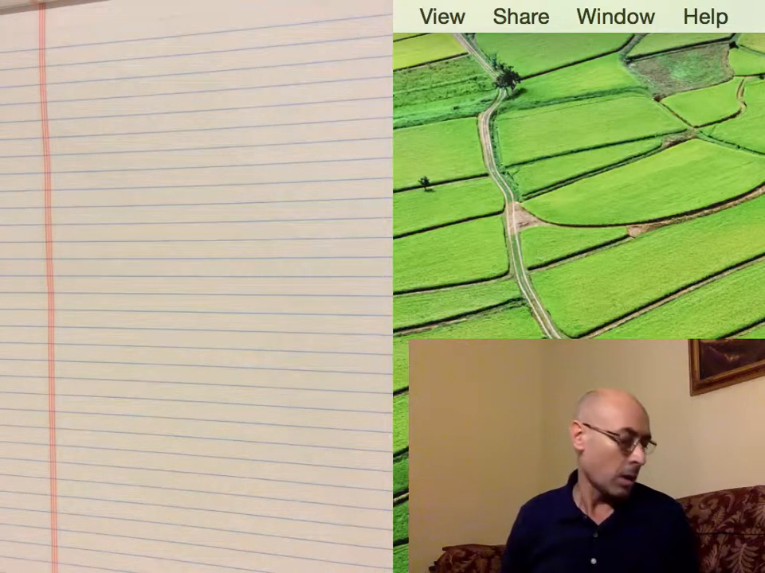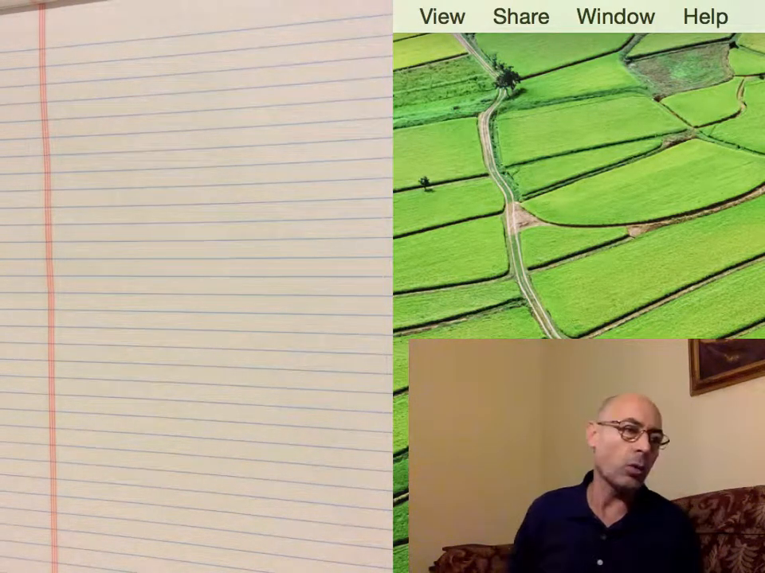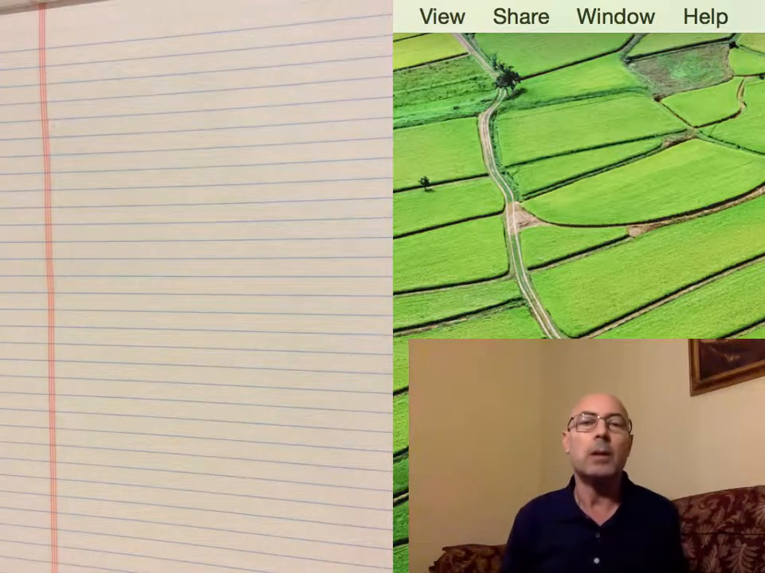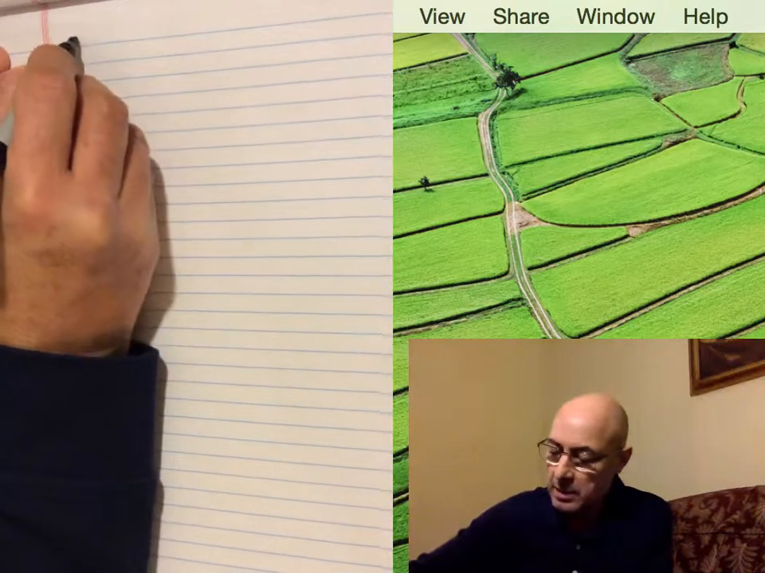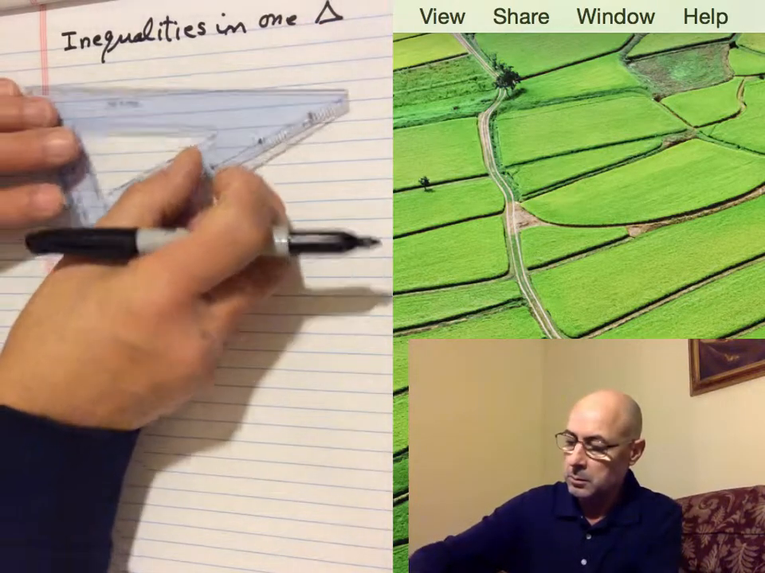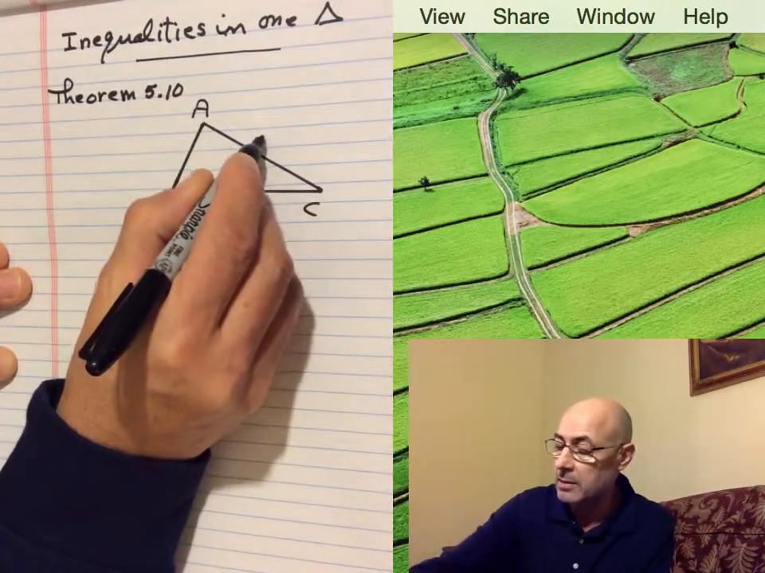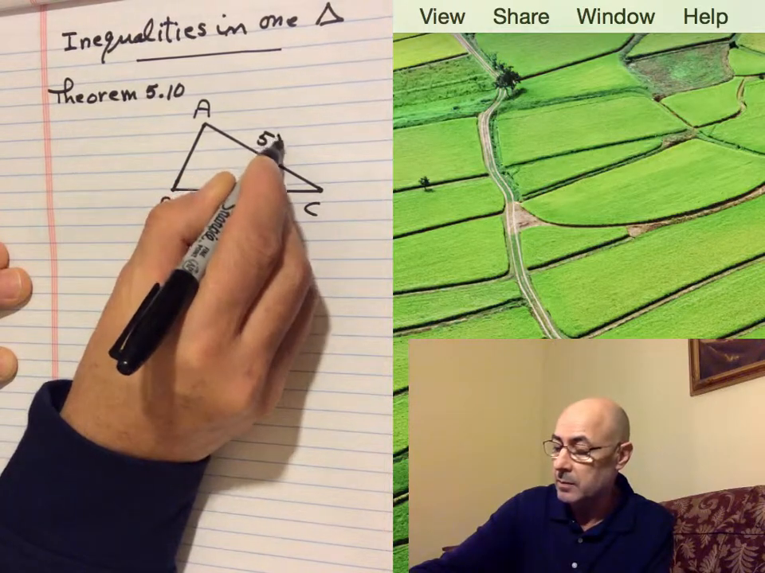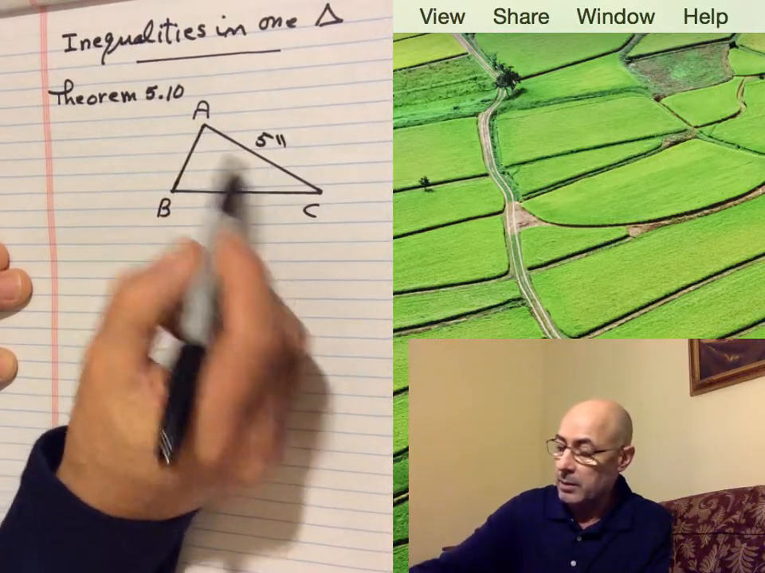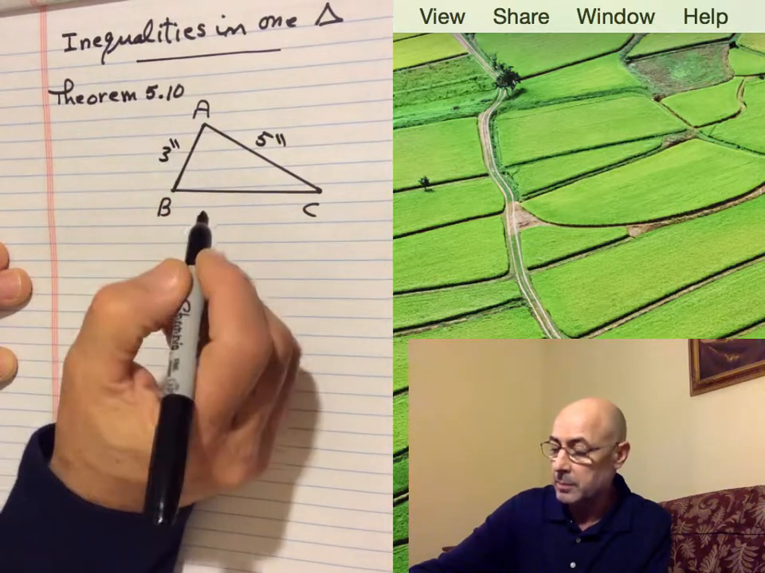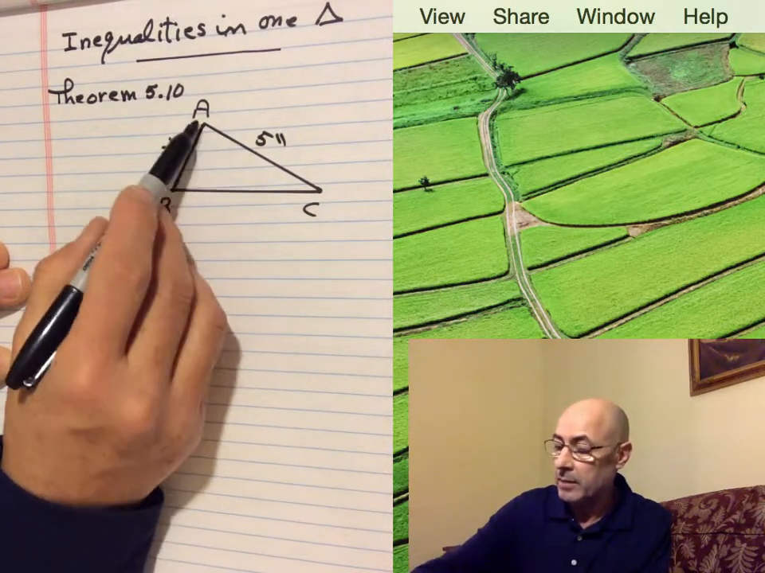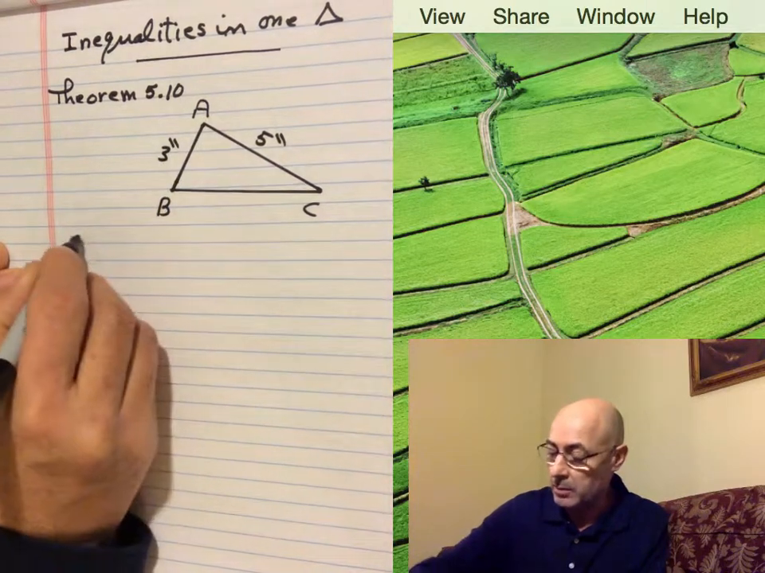Hi guys. Today we're going to learn something called inequalities in one triangle. So today's lesson is: this side AC is 5 inches and this side AB is 3 inches. So now we have AC greater than AB.